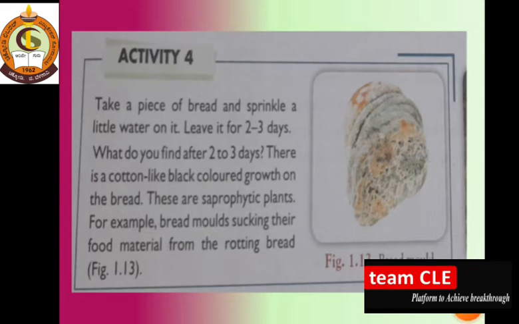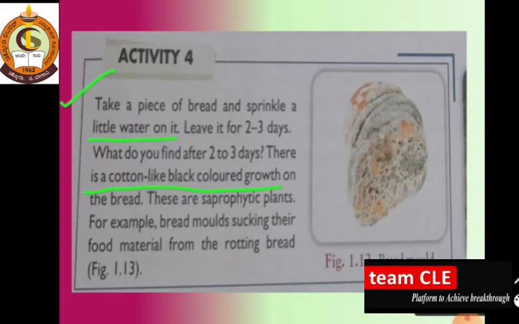Okay, so what do you mean by this rotting bread? Let's discuss. Dear students, here is one activity: you have to take a piece of bread and sprinkle a little water on it. What happens when you sprinkle a little water on the piece of bread and keep it for 2 to 3 days? What you can find after 2 to 3 days is a cotton-like black colored growth. Yes, this black colored growth is nothing but the fungus.